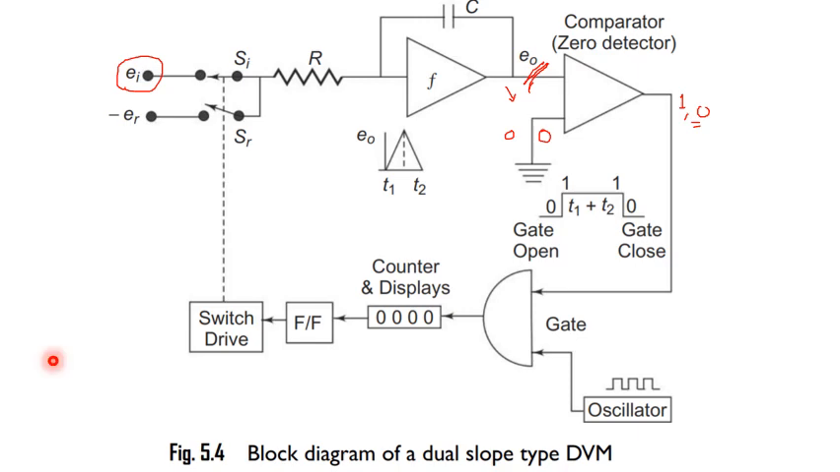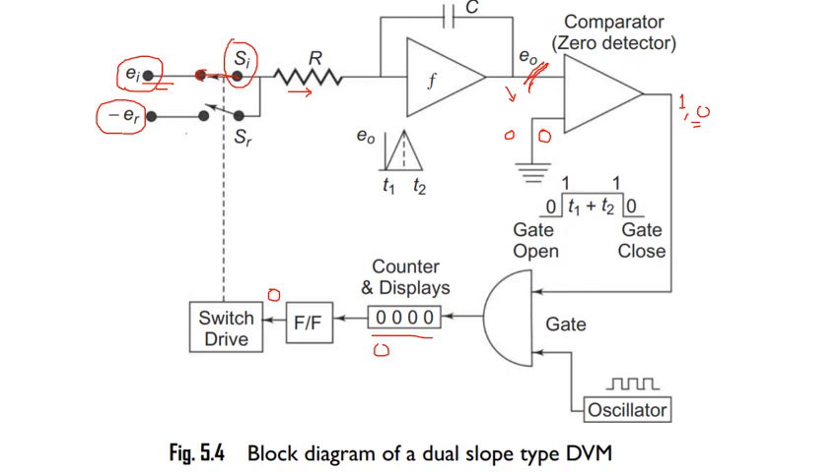So how it operates is that at the start, this counter and this flip-flop, which is either 1 or 0, will be reset. That means you will have a 0 here, and this is also 0. And this switch drive is maintaining this one active. That means your S1 is connecting EI to the circuit and minus ER is disconnected at the start.